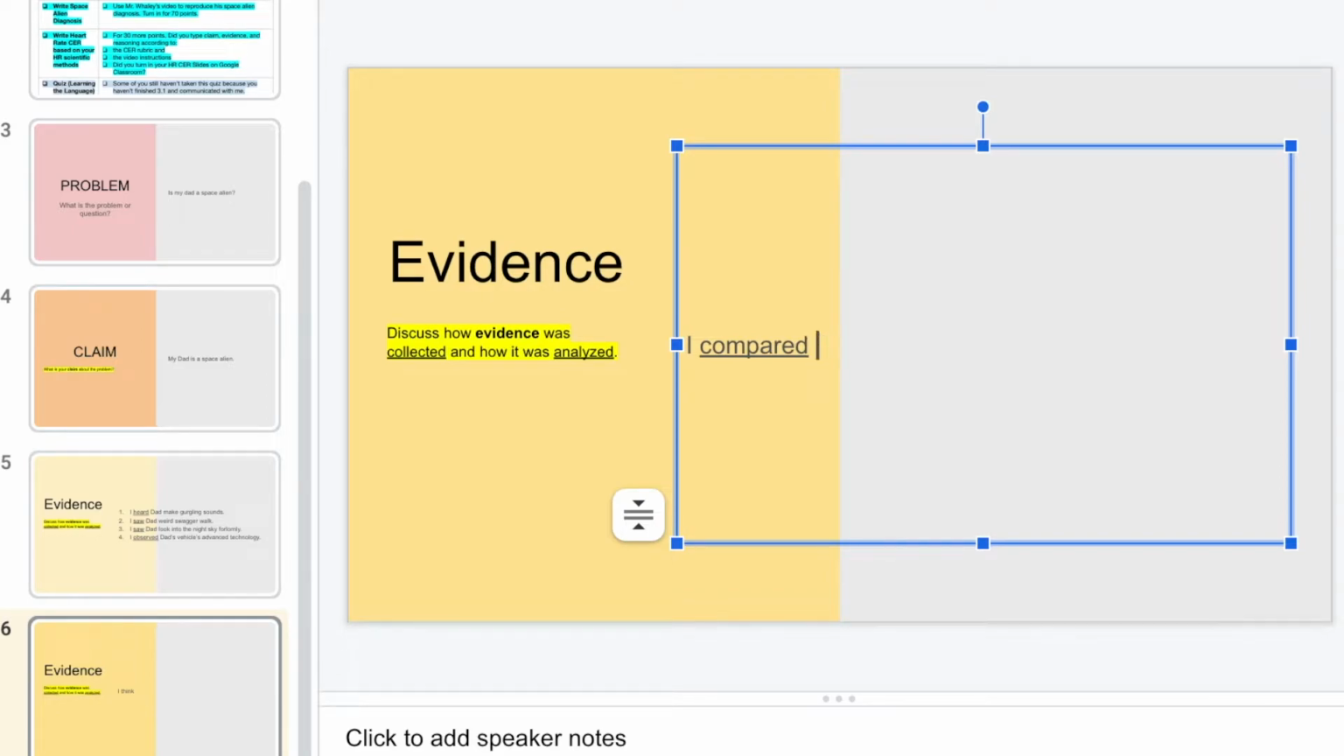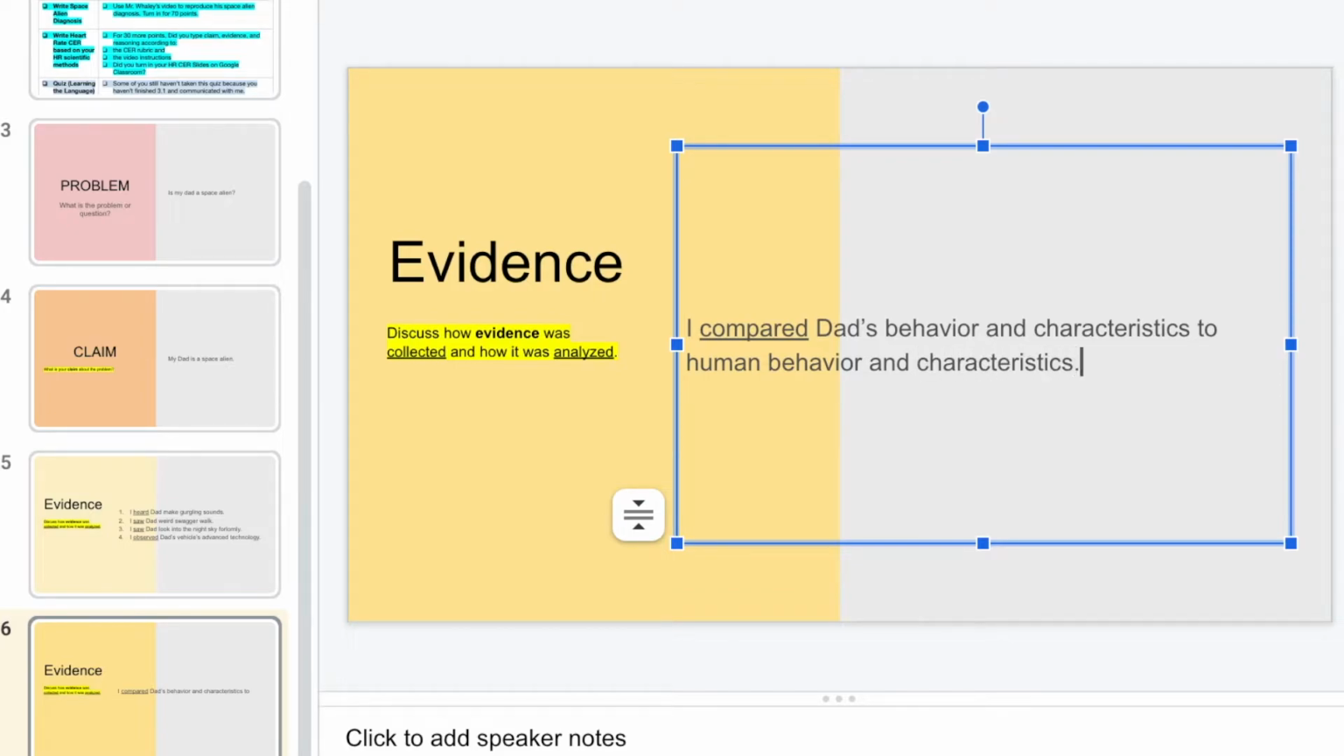I compared Dad's behavior and characteristics to human behavior and characteristics. And let's see, I should say normal human behavior, right? Normal, that's a good word there.